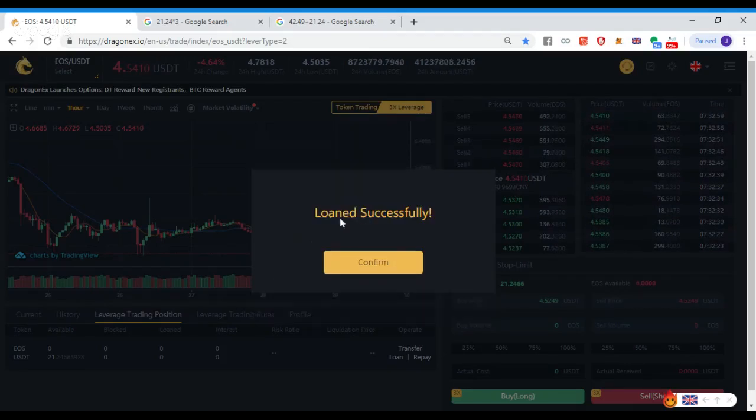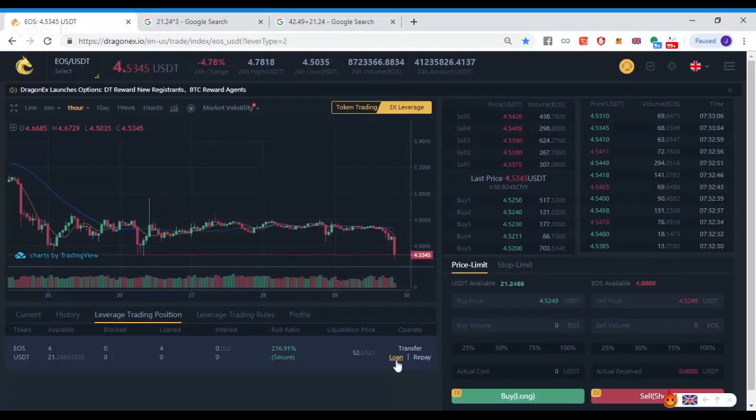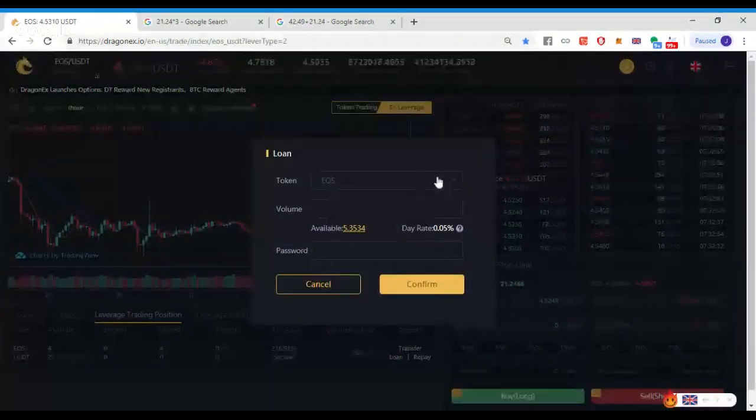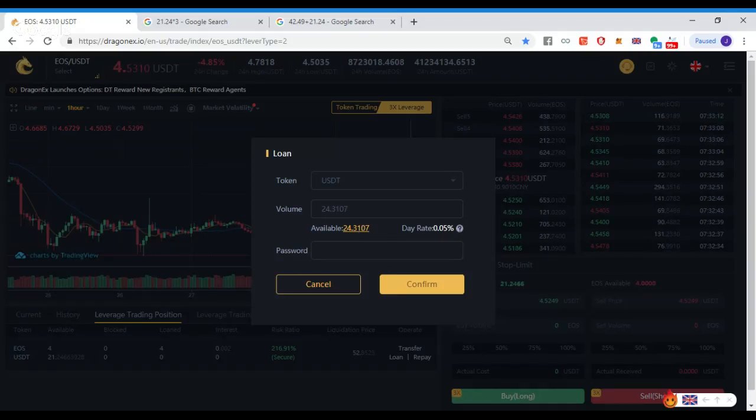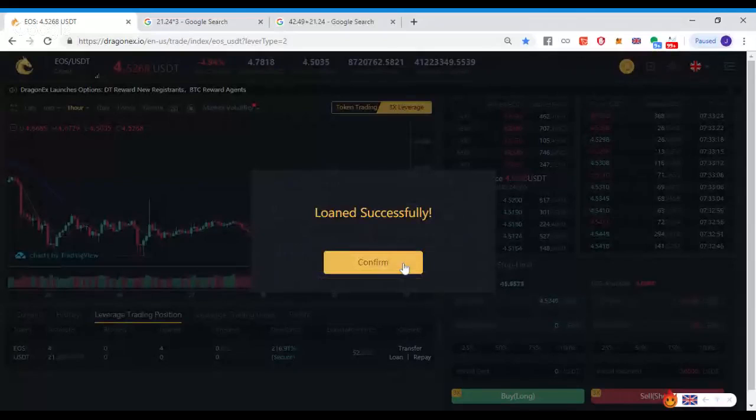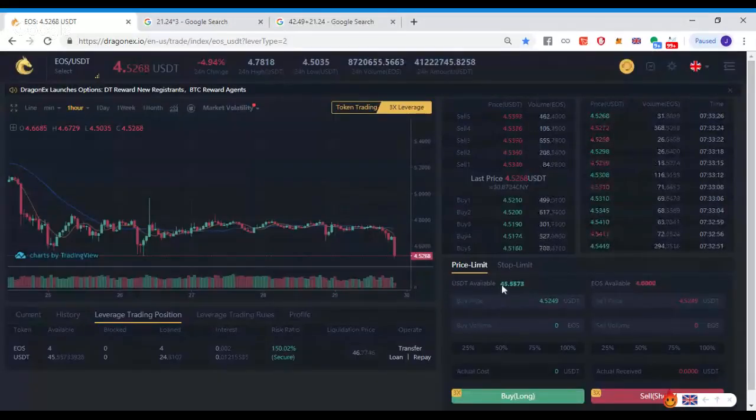So I'm going to loan myself 4 EOS, just as an example. I'm also going to loan myself $24, because you can do this simultaneously. And this is the beauty of the DragonEx exchange market. Now not only have I increased my USDT available balance, I've also increased my EOS available balance.